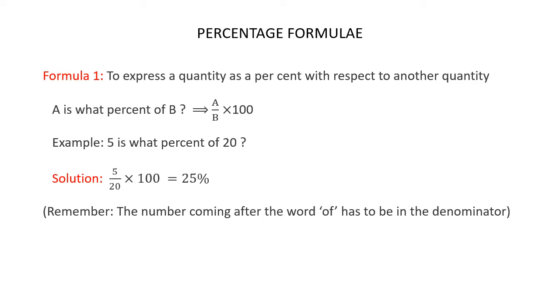For example, 5 is what percent of 20. To find this out, you have to divide 5 by 20 and multiply by 100. You will get 25%. So 5 is 25% of 20. Always remember that here the number that comes after the word of has to be in the denominator. So here in this question, the number that comes after of is 20. So 20 comes in the denominator.